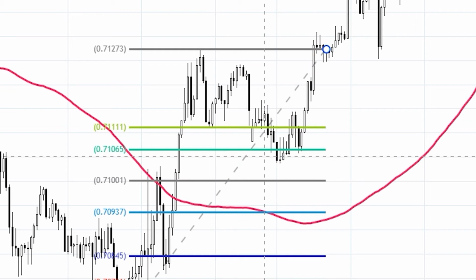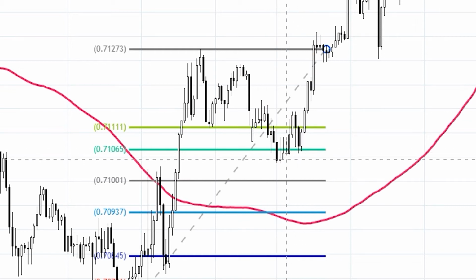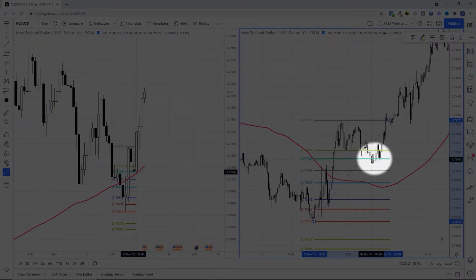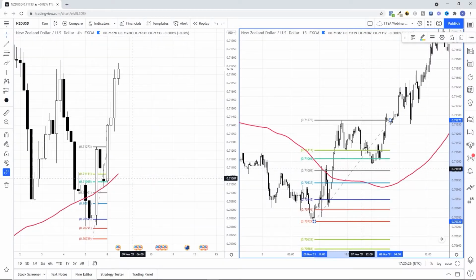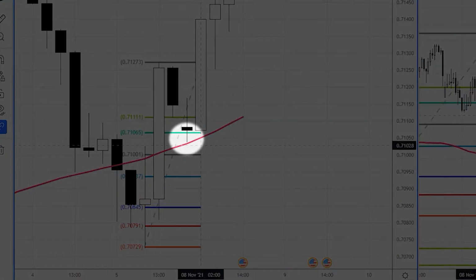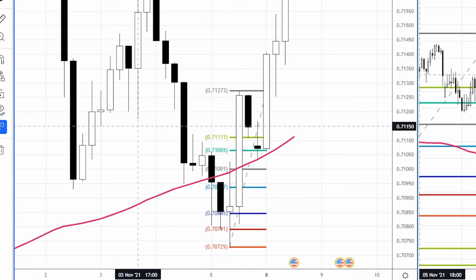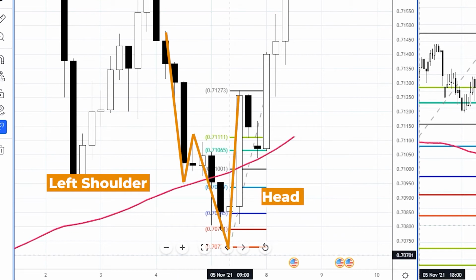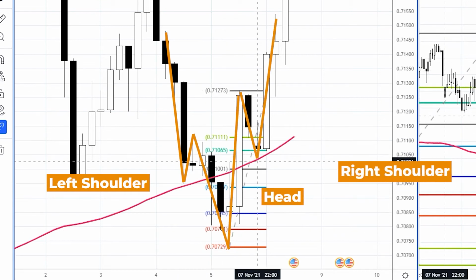What we also have here at this low point right here, if we look over to the 4-hour time frame, so this low here on the 15-minute is this low here on the 4-hour time frame, you can see that that low is actually coming off the regression line. Not only that, but we also have a left shoulder, a head, and a right shoulder.